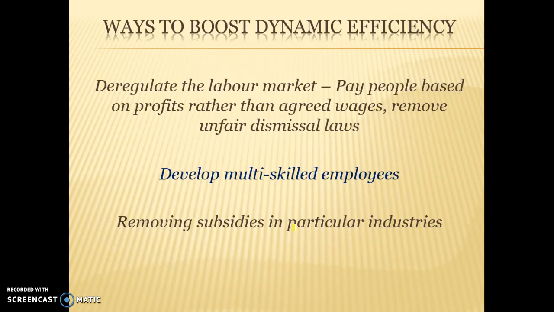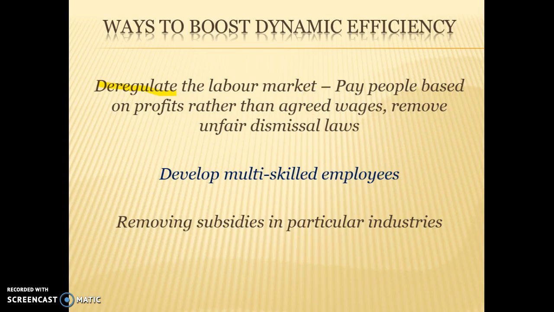Well, here are some key ways that we can boost dynamic efficiency, or the government and businesses can boost dynamic efficiency. One thing is what we call deregulating the labour market, and we'll look at that more later in the year. But if we can pay people based on profits rather than wages set by the government, then if people know that they're going to get paid more if they're making higher profits, they're going to be willing to shift their labour resources into areas that are in higher demand. So, for example, the mining industry in recent time.